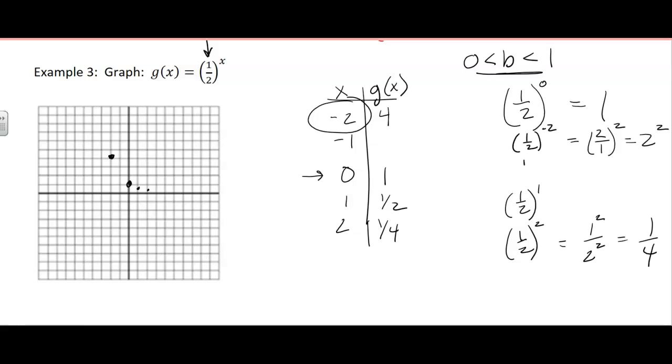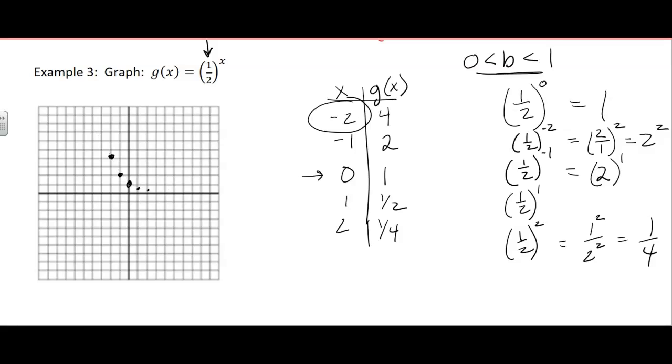And what happens if you put in a -1? Again, it's going to reciprocal, 2 to the first power, which is just going to be 2. So -1, 2. Okay? So you get this curve going like this.